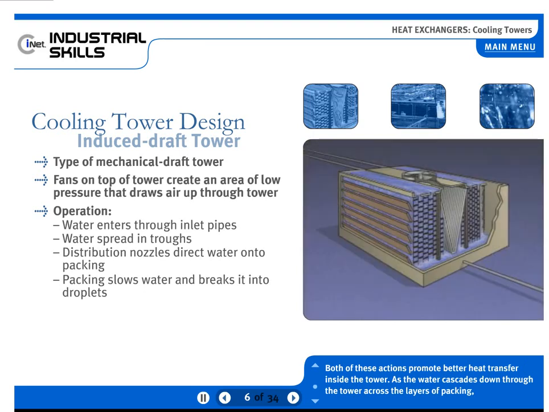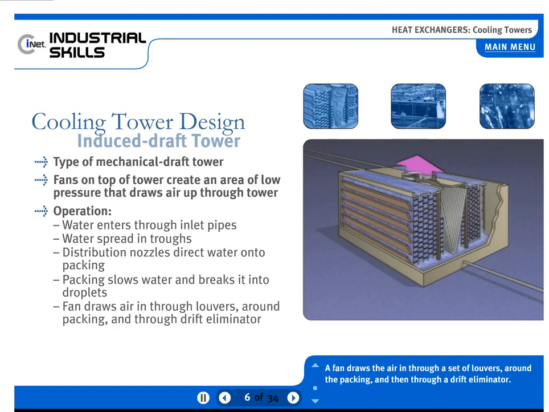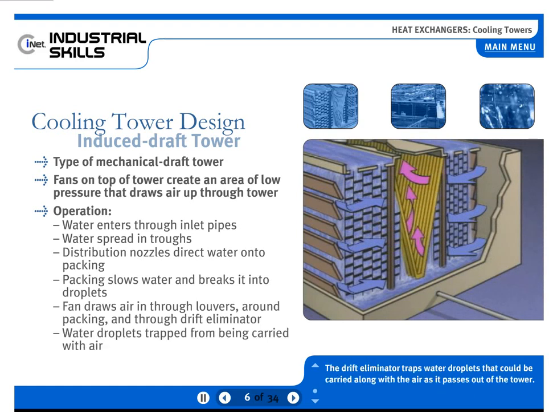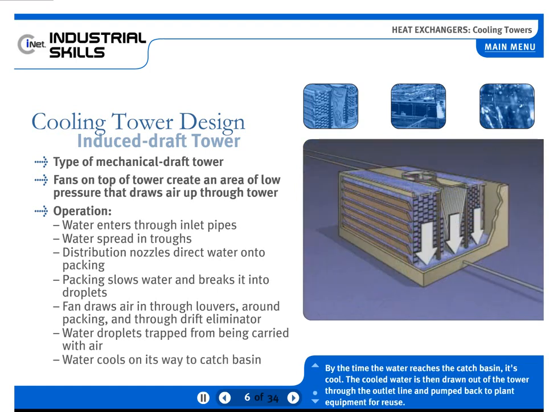As the water cascades down through the tower across the layers of packing, a fan draws the air in through a set of louvers, around the packing, and then through a drift eliminator. The drift eliminator traps water droplets that could be carried along with the air as it passes out of the tower. By the time the water reaches the catch basin, it's cool. The cooled water is then drawn out of the tower through the outlet line and pumped back to plant equipment for reuse.